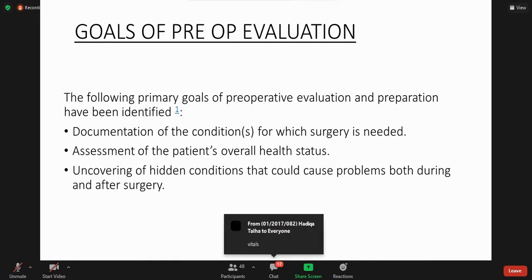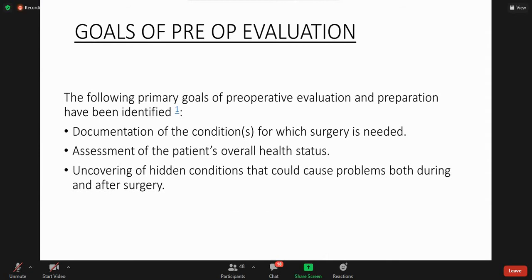These are the goals of preoperative evaluation, which I asked you about, and you told me about it: what are the goals of preoperative assessment. That is, we have to document everything in the preoperative assessment paper. We have to document the history of the patient and the physical examination of the patient as well, and we assess the patient's overall health status, whether he or she is fit for the surgery or not.